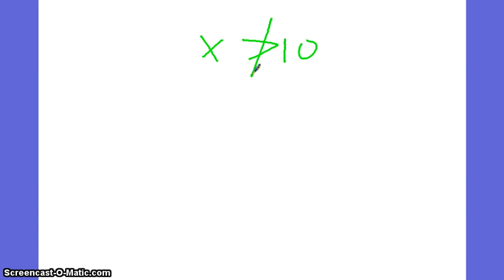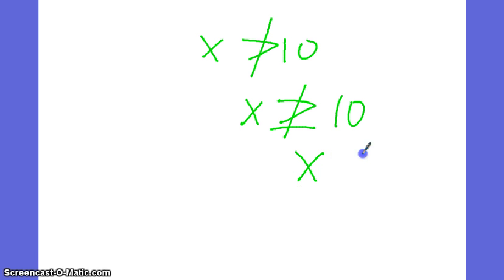In the same way, we could say x is not greater than or equal to 10. If x is not greater than or equal to 10, then x must be less than 10, following the axiom. So x is less than 10. What we can do is graph something like that.